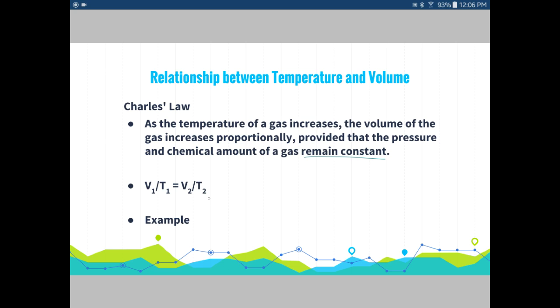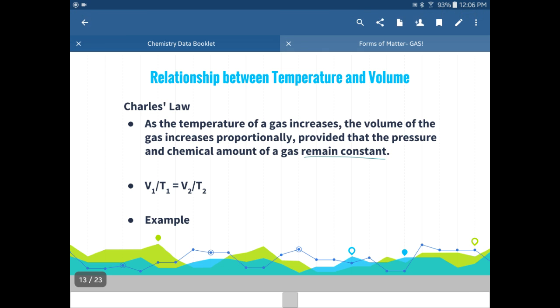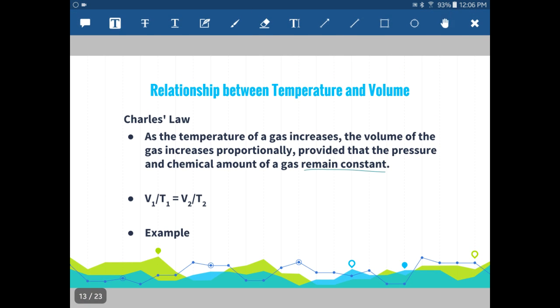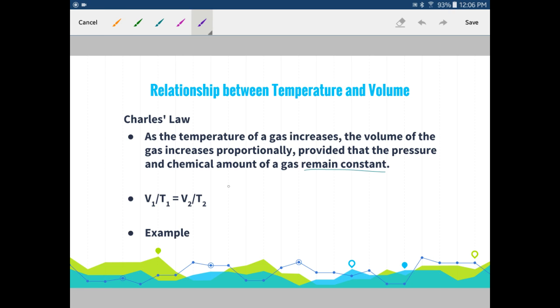Now we represent Charles' law mathematically as V1 over T1, and I'm just going to record this in a way that's a little bit easier to see. So we have V1 over T1 equals V2 over T2, and again, these are our initial conditions, and these are our final conditions. Because we are dealing with a fraction, this can be a little bit trickier to rearrange than our first law with Boyle's law. So I'm just going to show you how to rearrange this for solving for any one of these variables here.